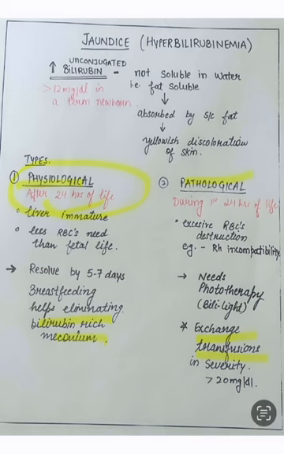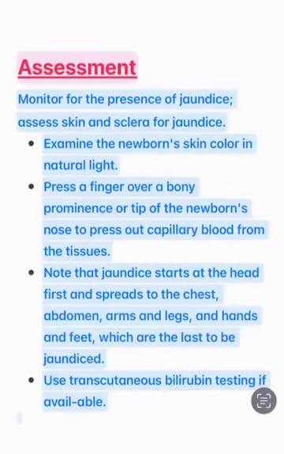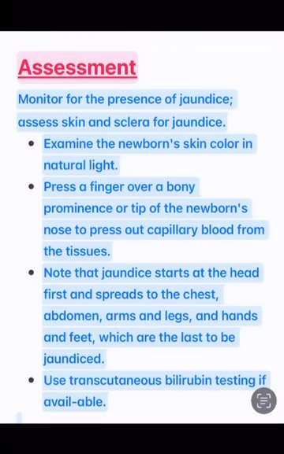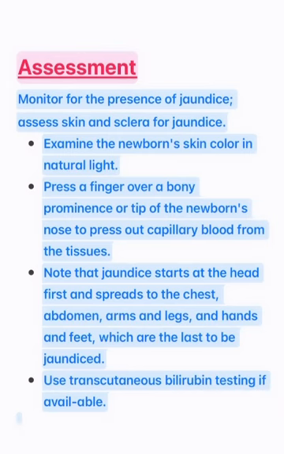Next we will start with assessment. In assessment, what we need to do is monitor for the presence of jaundice. How can we monitor for it? We can examine the newborn's skin color in natural light, not in dark lights or room lights. We need to check in natural light only. For that, we can press over the bony prominences of the newborn to check for blanching, and also on the tip of the nose, to press out capillary blood from the tissues, because that blood gets deposited and we can see whether it is pale or not.